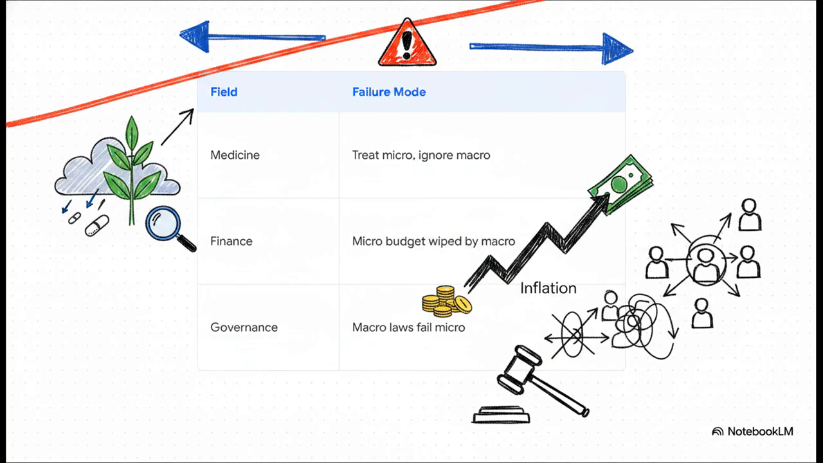In finance, meticulously tracking every micropenny can get entirely wiped out by macro inflation if your overall asset allocation was ignored. And in governance, passing massive blanket macro laws often creates terrible, perverse incentive structures for individuals on the ground, simply because policymakers completely ignored that macro-micro feedback loop.